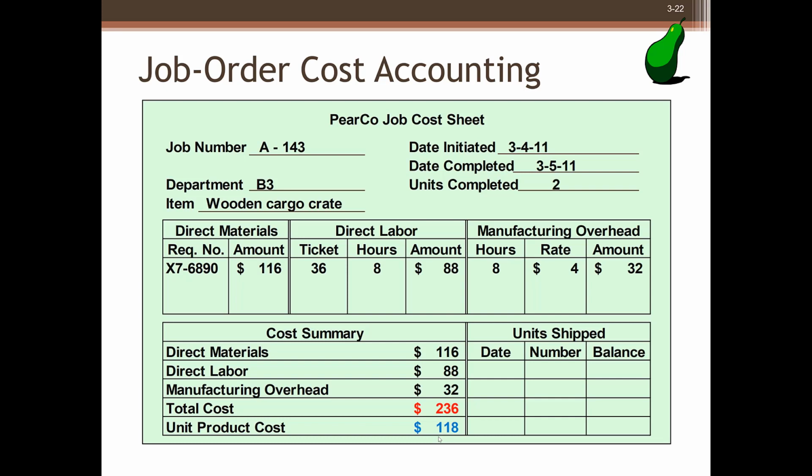Why? If one more unit is produced, direct materials, direct labor, and the variable cost of manufacturing overhead will increase as well. However, fixed part of MO, manufacturing overhead, will be constant. So the incremental cost of another unit is less than 118.